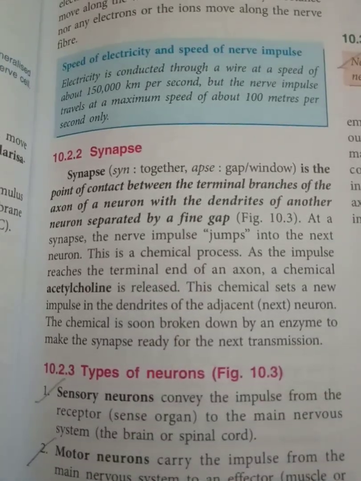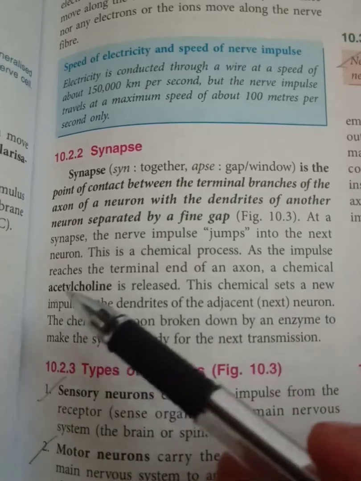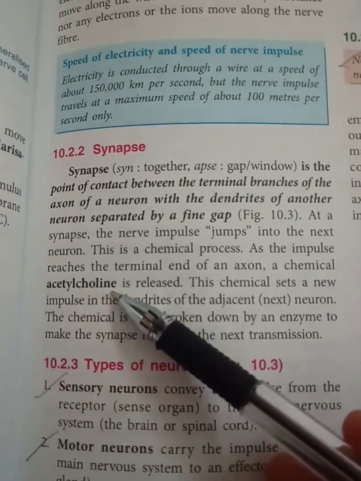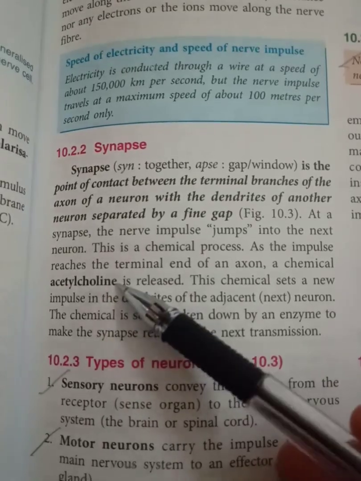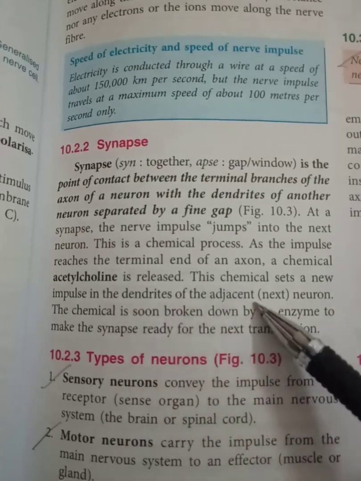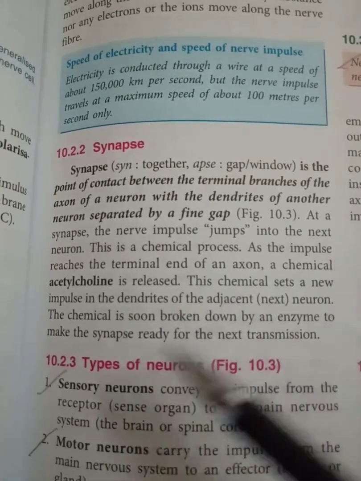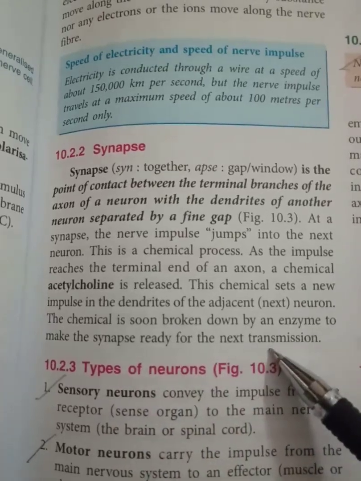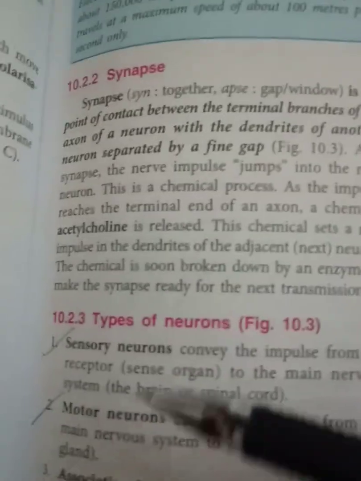So as the impulse reaches the terminal end of an axon, a chemical, that is acetylcholine, a neurotransmitter, is released. This chemical sets a new impulse in the dendrite of the adjacent neuron, and the chemical is soon broken down by an enzyme to make the synapse ready for the next transmission. So this is neurotransmitter. Its name you should learn with correct spelling.